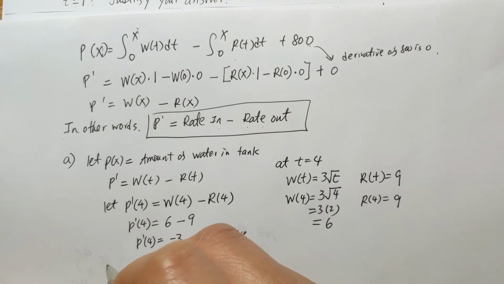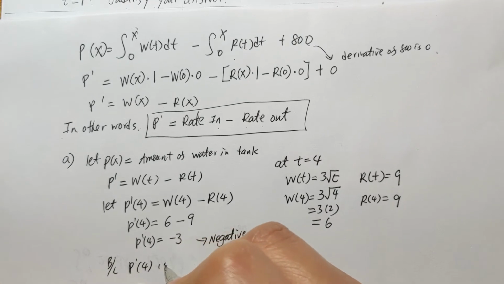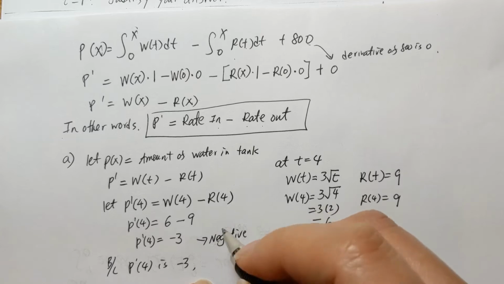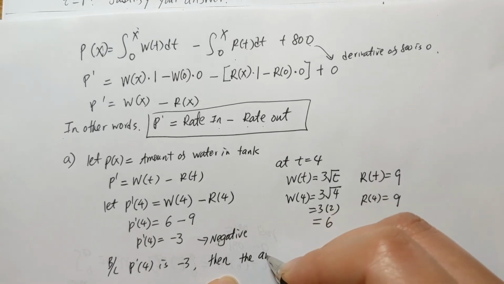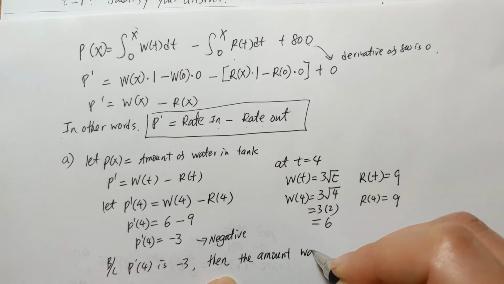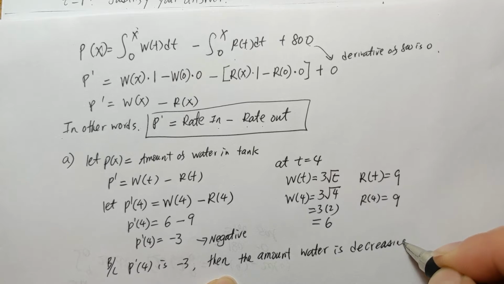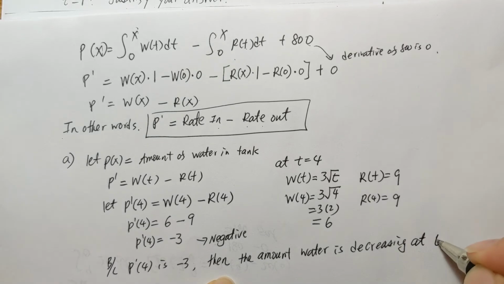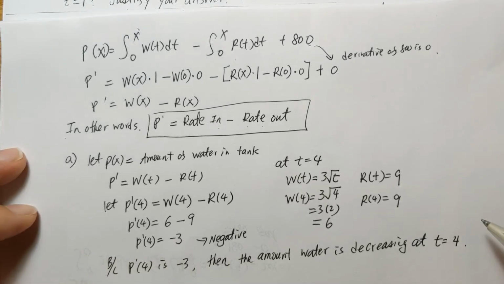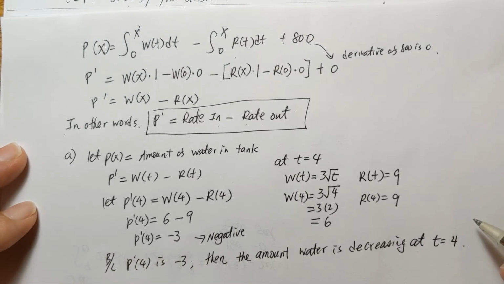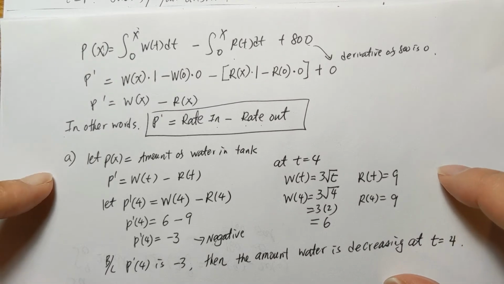So we can say that because P prime of 4 is negative 3, which is negative, then the amount of water is decreasing at t equal to 4. So this is going to be one of the methods.